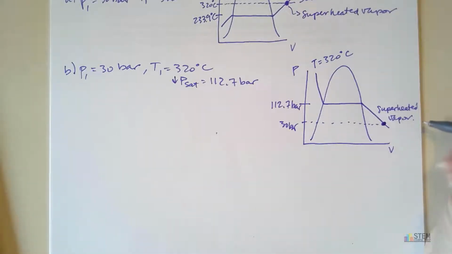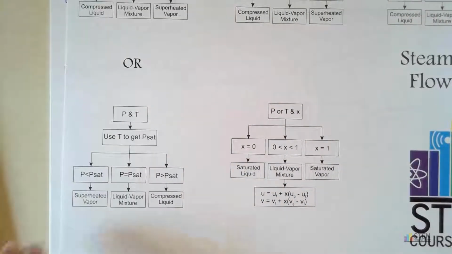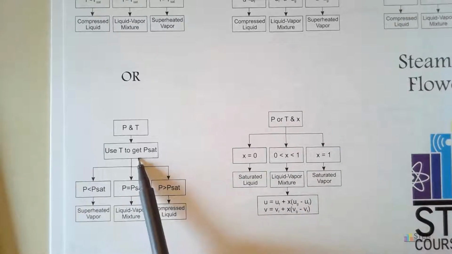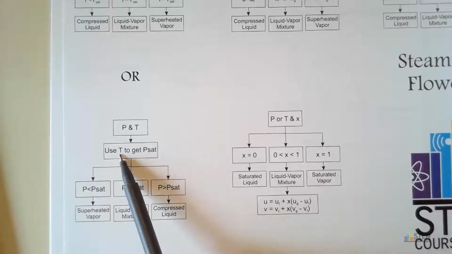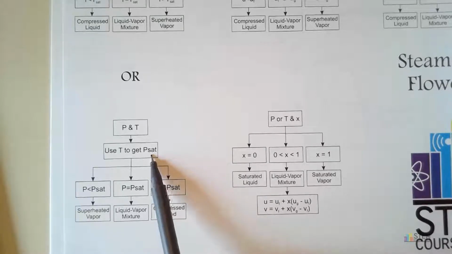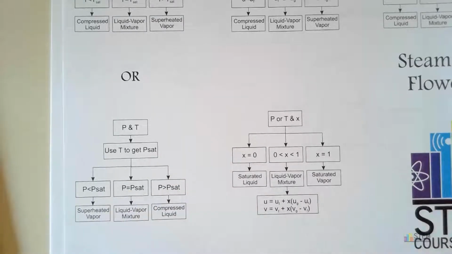So you would use your superheated vapor table to find your specific volume or whatever it is you're looking for. We did the same problem two different ways. I just wanted to show you this way because sometimes that will appear in books and we hadn't really talked about it yet. If you look in the table or the flowchart that I gave you, that would be this one. We had pressure, temperature. We used temperature to get the saturation pressure, and then you just compare the values. Our pressure was 30. That's less than the saturation pressure, so we have superheated vapor.